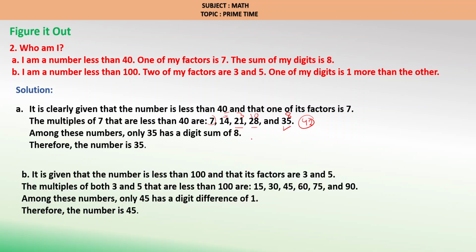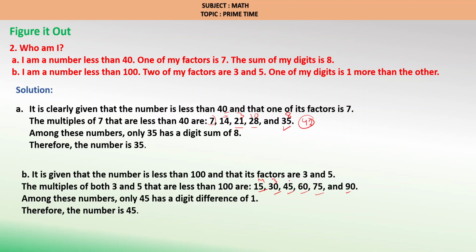Second question. It is given that the number is less than 100 and its factors are 3 and 5. The multiples of both 3 and 5 that are less than 100 are 15, 30, 45, 60, 75 and 90. Among these numbers, only one has a difference of 1 between the two digits.